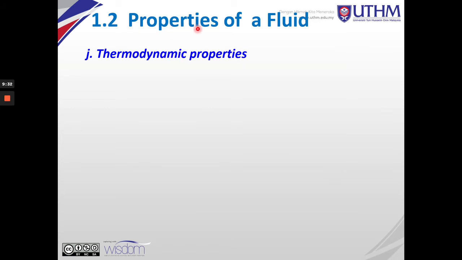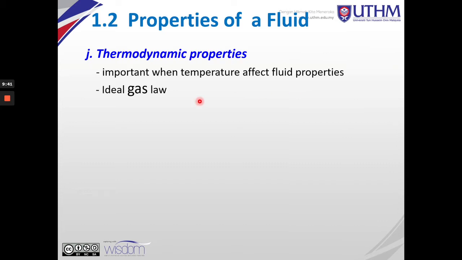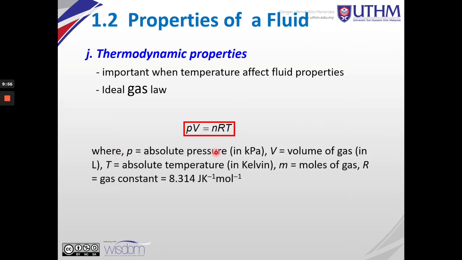Okay, so 1.2, properties of fluid, the thermodynamic properties. It's important because temperature affects fluid properties. Ideal gas law: for the thermodynamic properties, we use the ideal gas law. PV is equal to nRT, where P is absolute pressure in kilopascal, V is volume of gas in liter, T is absolute temperature in Kelvin, and R is the gas constant.